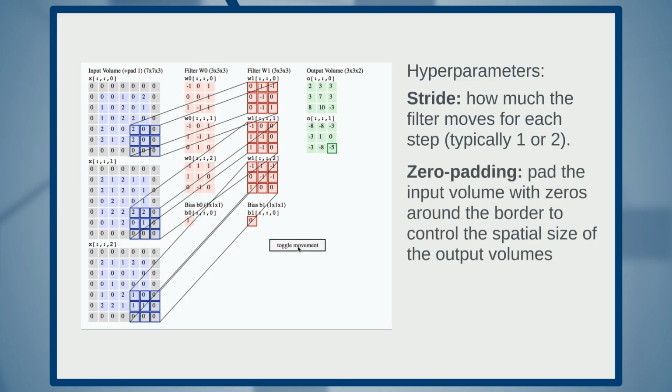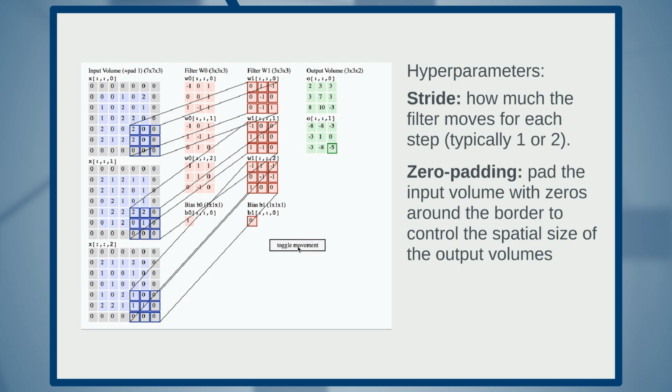The next hyperparameter that we have is zero padding. And this is simply adding zeros to the outside of our image, because sometimes it will be convenient to pad the input volume, because it is a very nice feature that allows us to control the spatial size of the output volumes.